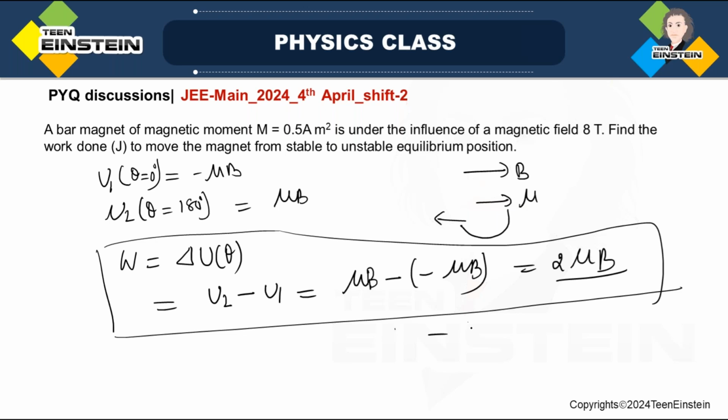So what is the value? 2, what is mu? That is 0.5 ampere meter square. Magnetic field is 8. So what we get? We get 8.0 joule. So this is the answer actually. I think there was a dash over here, work done in joule will be dash. So this is actually 8 joule. So work done will be 8 joule.